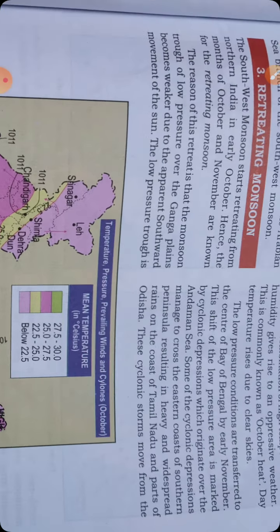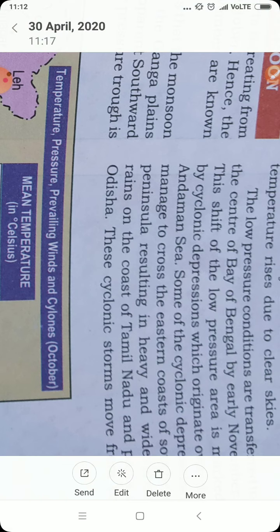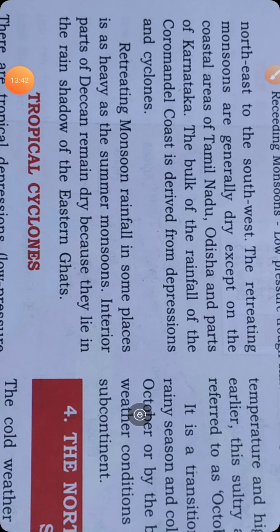Okay, now let us see. The low pressure conditions are transferred to the center of the Bay of Bengal by early November. This shift of the low pressure area is marked by cyclonic depressions which originate over the Andaman Sea. Some of the cyclonic depressions managed to cross the eastern coast of the southern peninsula, resulting in heavy, widespread rains on the coast of Tamil Nadu and parts of Odisha. These cyclonic storms move from the northeast to the southwest.